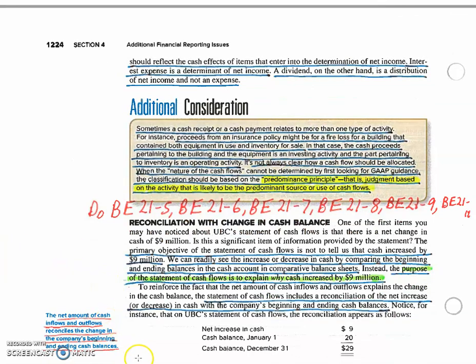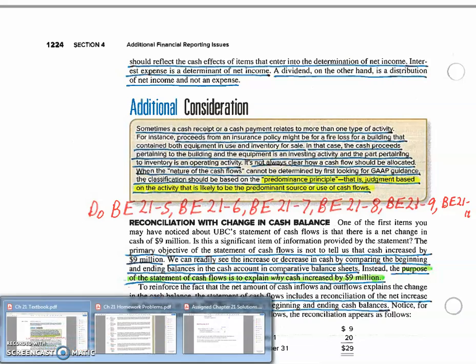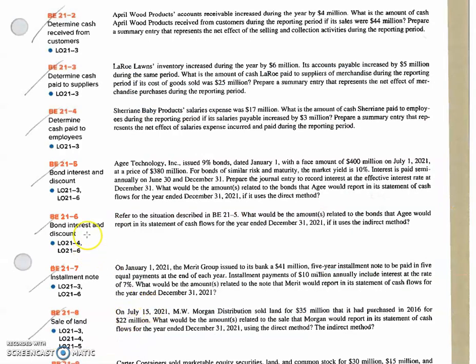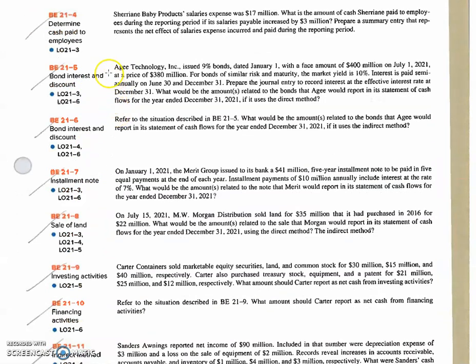So let's go down to brief exercise 21-5, and there it is. So Agee Technology, Inc. issued 9% bonds dated January 1st with a face amount of $400 million on July 1st, 2021 at a price of $380 million. For bonds of similar risk and maturity, the market yield is 10%. So that explains why they sold them at a discount. The market rate was 10%. The stated rate was 9%.